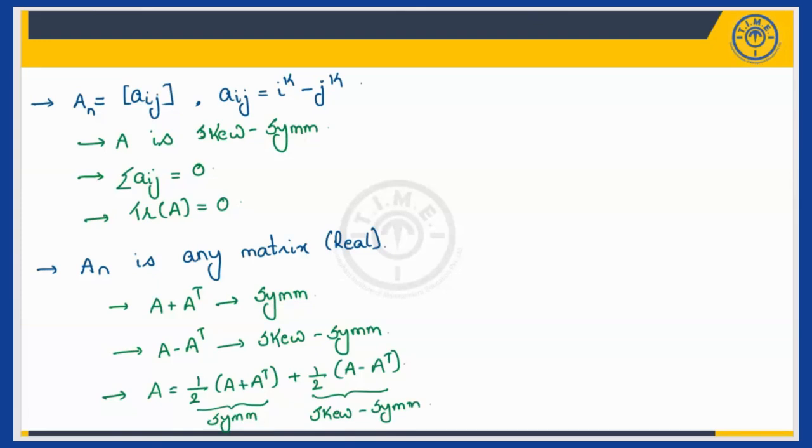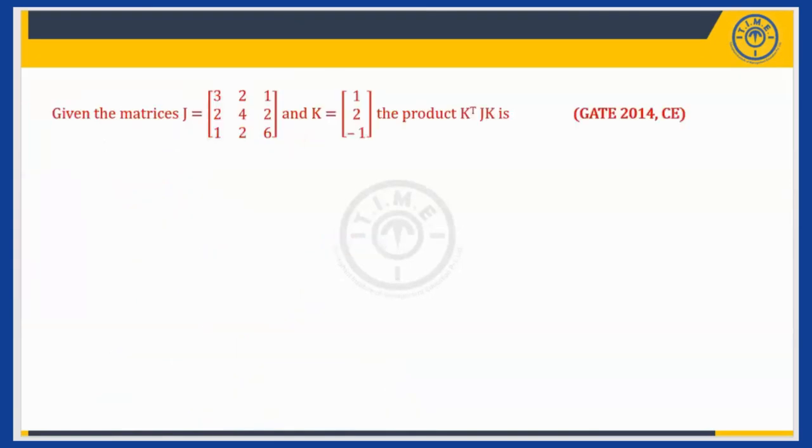Okay. Now again, let's talk about this question. Given the matrices J is equal to 3, 2, 1, 4, 2, sorry, 2, 4, 2, 1, 2, 6, and K is 1, 2, negative 1, find the product K transpose JK. So this was asked in 2014 for civil.